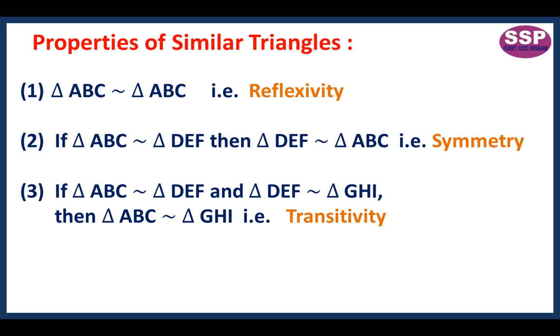Third property, if triangle ABC is similar to triangle DEF and triangle DEF is similar to triangle GHI, then triangle ABC is similar to triangle GHI. That means if the first triangle is similar to the second triangle and the second triangle is similar to the third triangle, then the first and third triangles are similar to each other, and this property is known as transitivity.